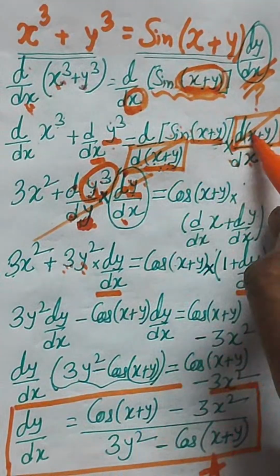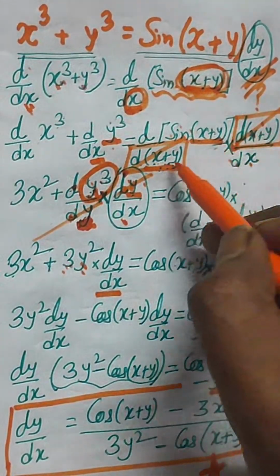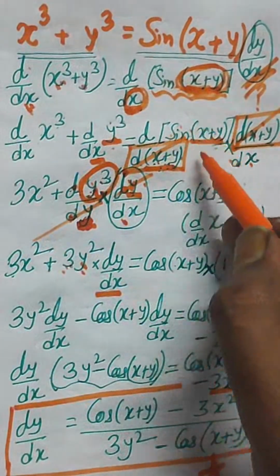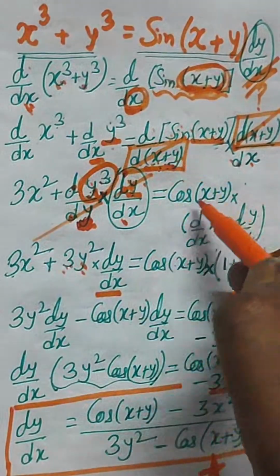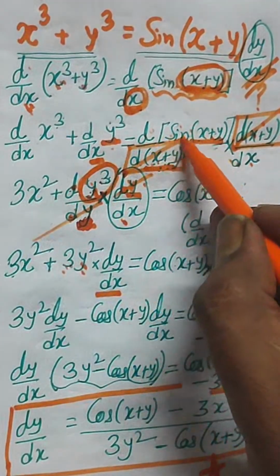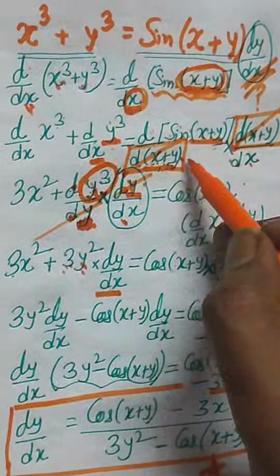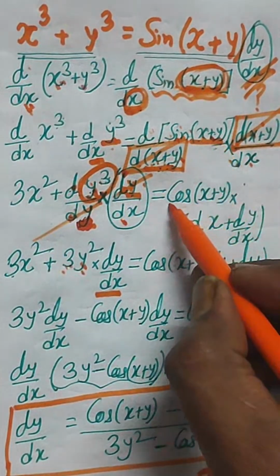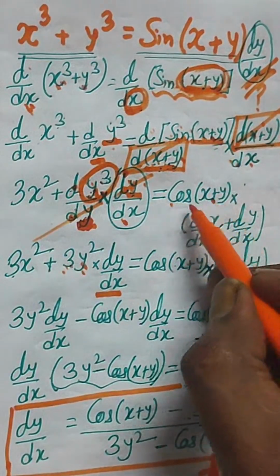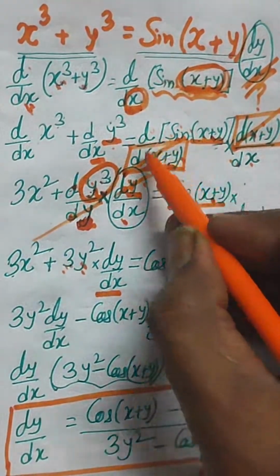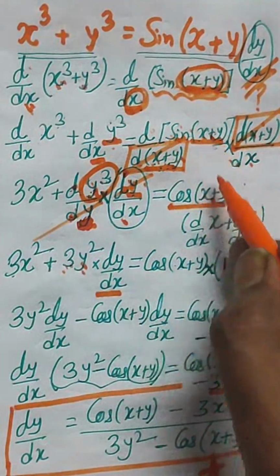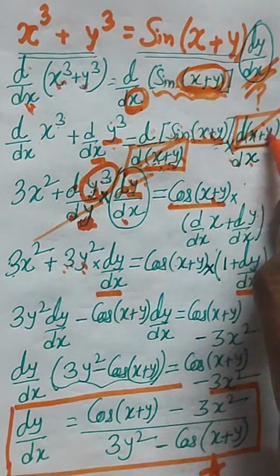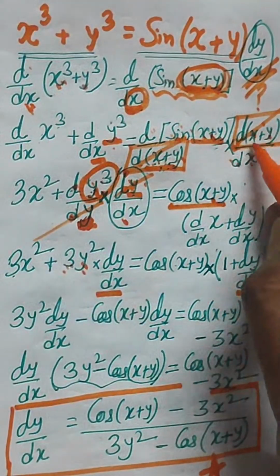But this is inserted because only then would you be able to differentiate sin(x plus y). Differentiation of sine of the given function with respect to x plus y will give you cos(x plus y). So d by d(x plus y) of sin(x plus y) will give you cos(x plus y), and into the multiplication, in the denominator, we have d by dx of (x plus y), this one.